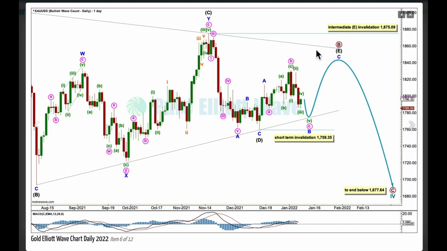Intermediate E for this wave count would be very likely to fall short of the AC trend line, and it may not move beyond the end of C above 1875.09. That invalidation point is absolute. The rule is very, very strict.